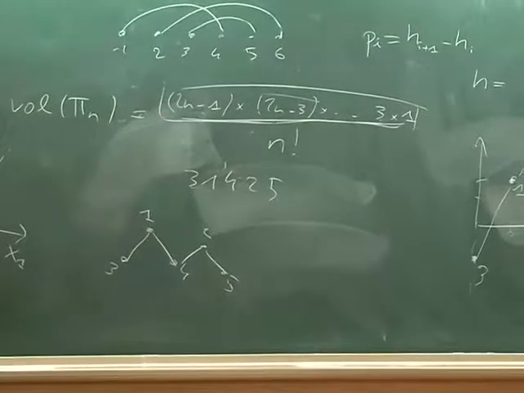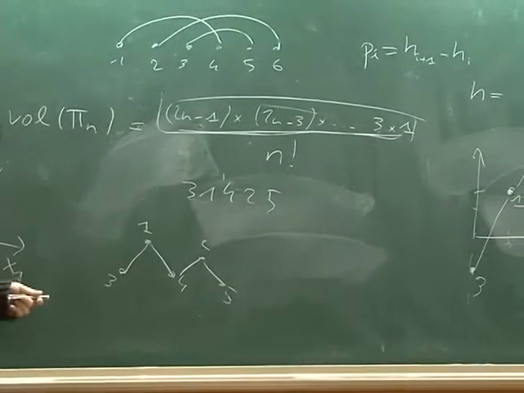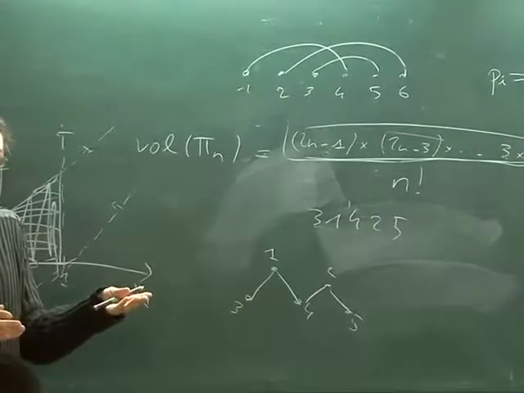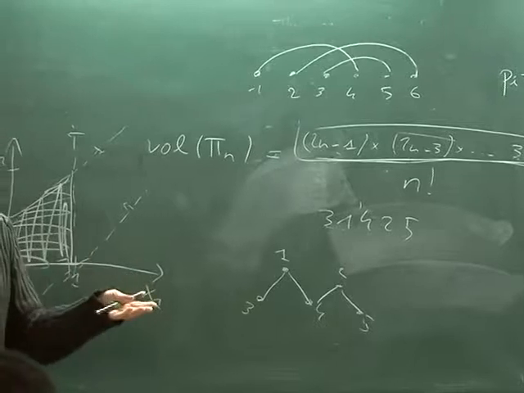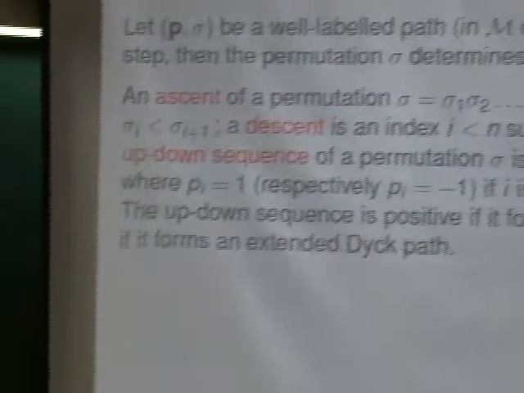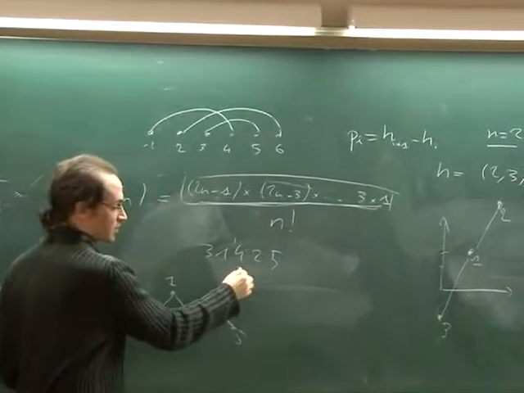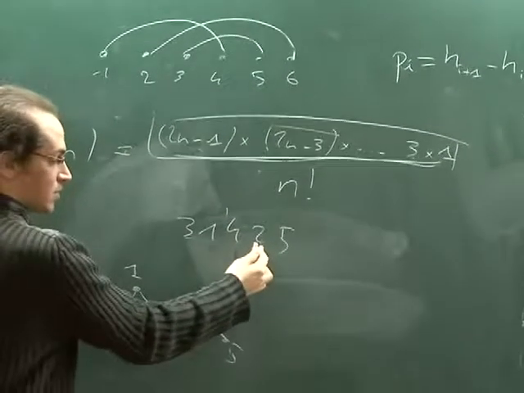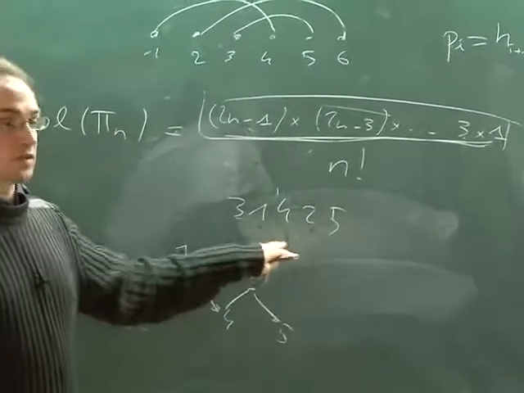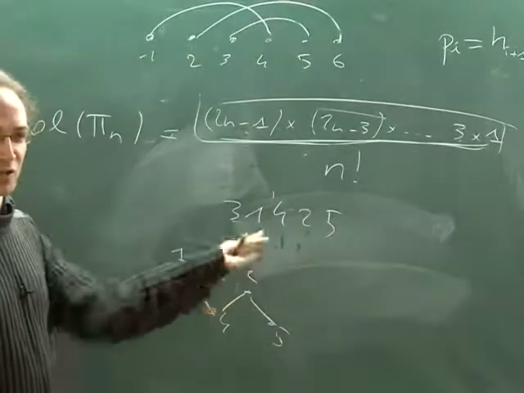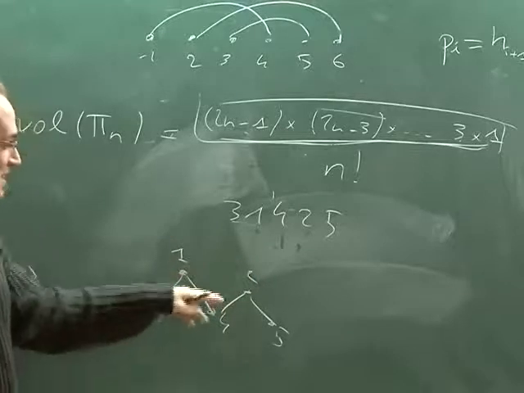Now we want to count the permutations such that the corresponding path with no horizontal steps is a Motzkin path, for example, or such that it is a well-labeled positive path. This is related to the notion of descents and ascents in a permutation. A descent is when you have a position i, so i equals 3 here, such that the next value of the permutation is smaller, so it goes down. Unfortunately it goes up here, so it's a bad choice of example, but whatever.